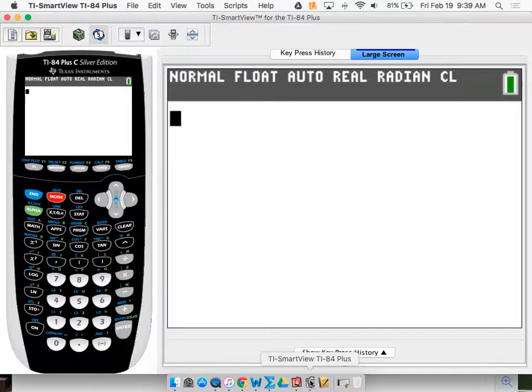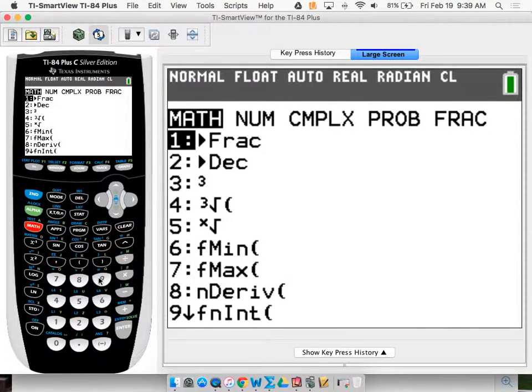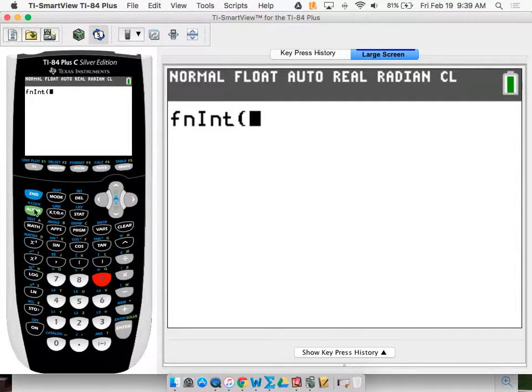So if you have the new one, it's pretty self-explanatory. But you hit the math button, then you hit number 9. And then I'm going to type x squared, comma x, comma 0, comma 1.